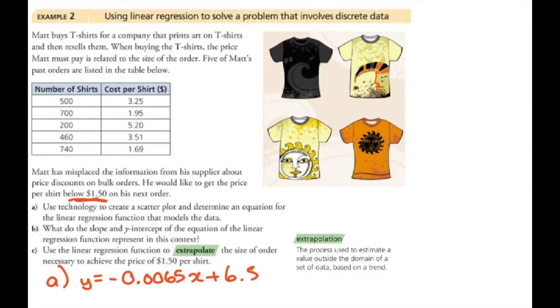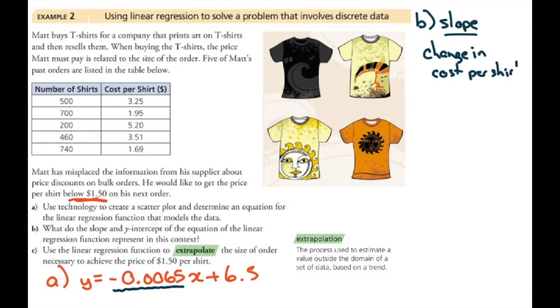Question B is asking us to interpret some pieces of this equation. Now, the slope of a linear function is the leading coefficient. That is negative 0.0065. This is the change in the cost per shirt. And because it's negative, this means the more shirts Matt orders, the lower the cost per shirt will be.